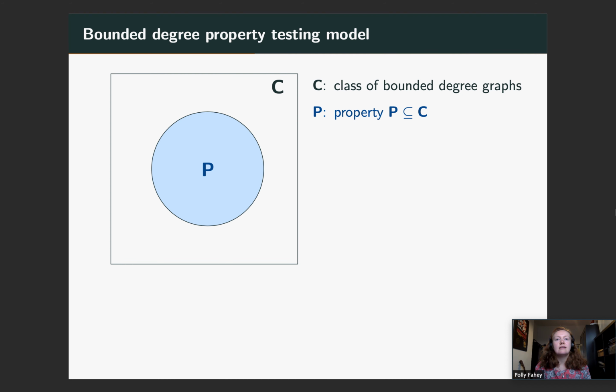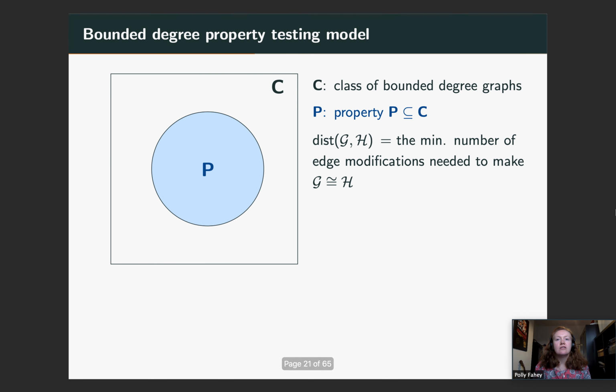So the input class C is just some set of bounded degree graphs, and then a property is just a subset of the input class. And just to note, we always assume that properties are closed under isomorphism. And so as I mentioned earlier, we need to define a distance measure from the input graphs to the property. So let us start by defining the distance between two graphs. The distance between the graphs G and H is the minimum number of edge modifications that are needed to make G and H isomorphic, where an edge modification is just adding or removing an edge.